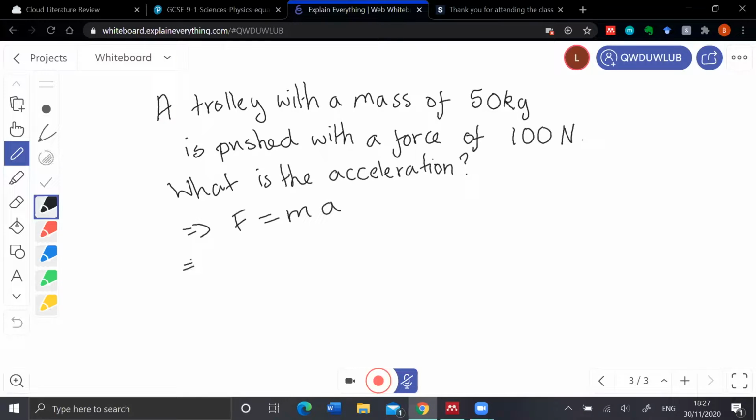Okay, let's put numbers in. You can either rearrange it first or put numbers in first. I actually tend to put numbers in first, and lots of students seem to like me doing that because you kind of see where you are. But you can rearrange first, like you do in maths. They are both equal to each other. So 100 newtons equals mass 50. Sometimes with simple equations you can see the answer, but we'll go through the proper motion with you. Times A. So divide both sides by 50 kilograms.